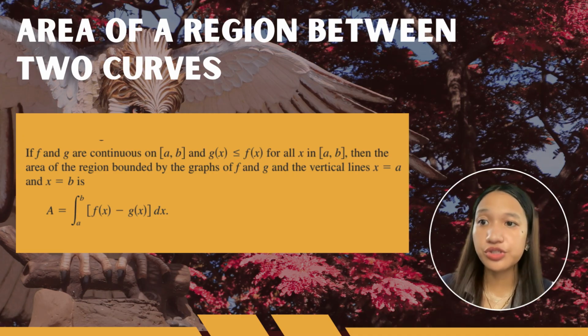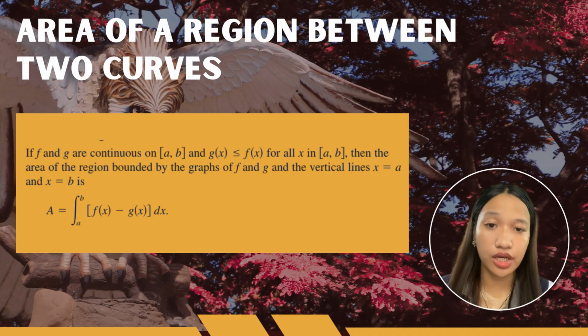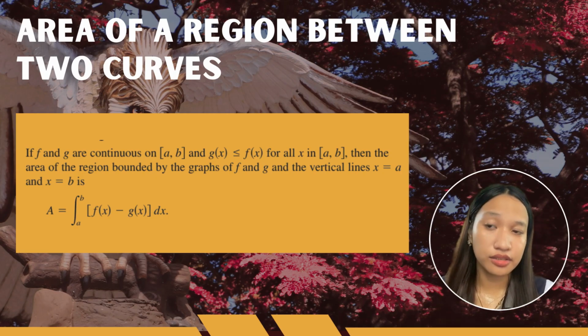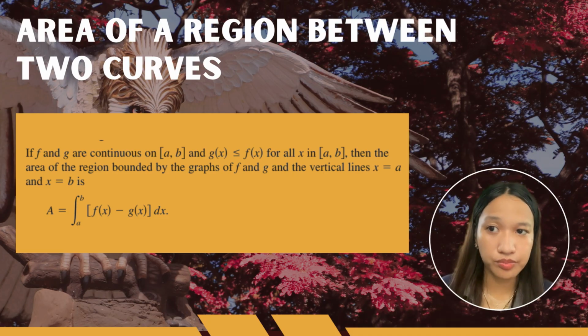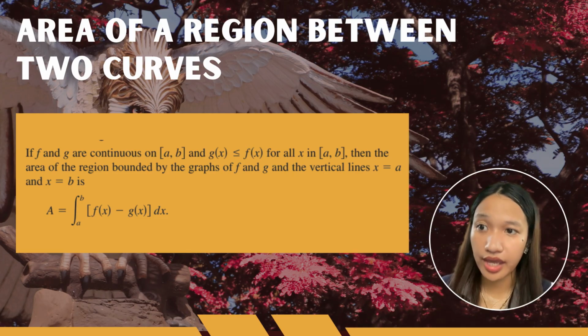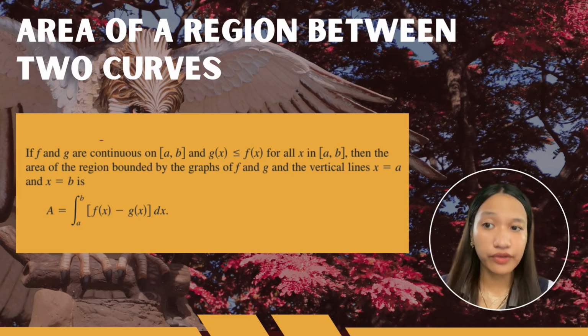If f and g are continuous on [a, b], and g of x is less than or equal to f of x for all x in [a, b], then the area of the region bounded by the graphs of f and g and the vertical lines x equals a and x equals b is: area equals the integral from a to b of f of x minus g of x dx.